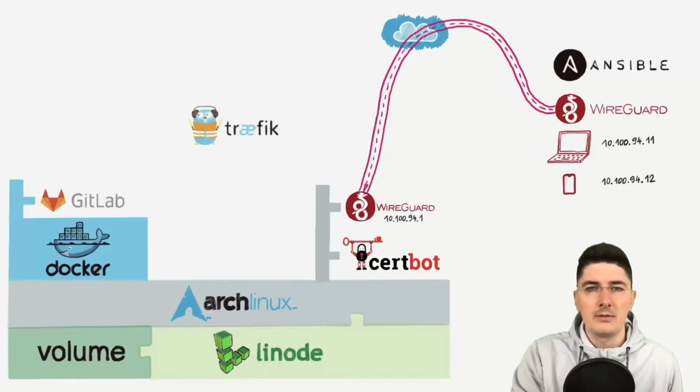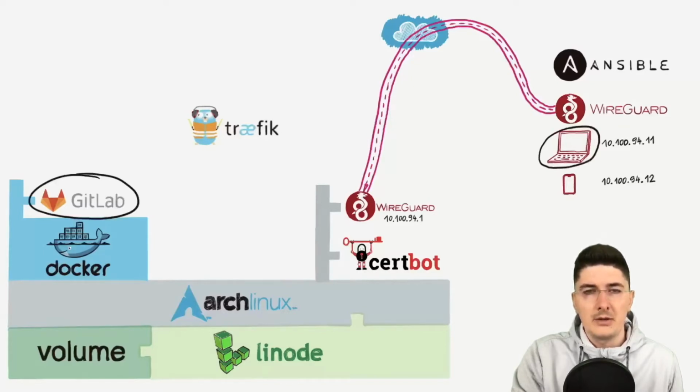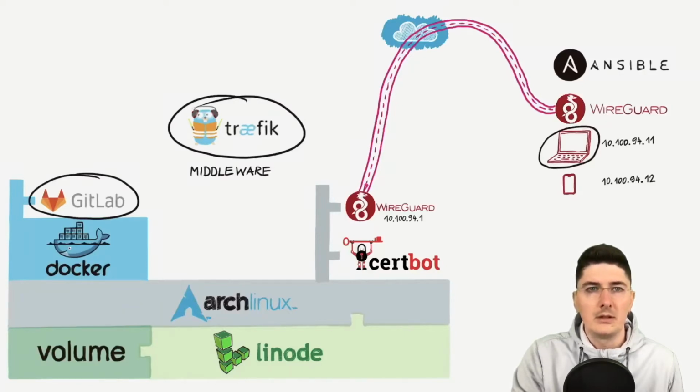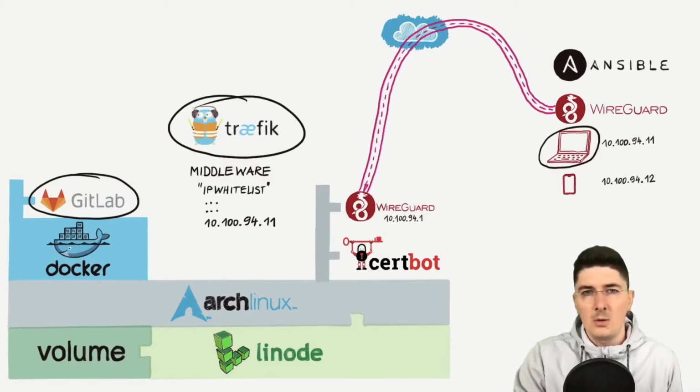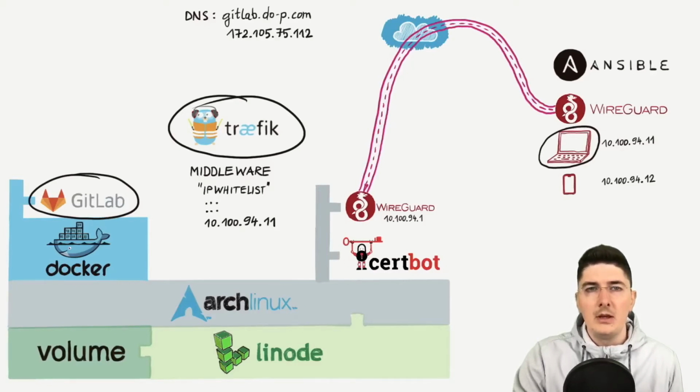For example, we'll have a client, my laptop, with WireGuard configured. We'll have GitLab running in a Docker container, and we'll have Traefik as the only entry point for all HTTP communications. Traefik will have a rule, a so-called middleware, that allows only certain IPs to access GitLab, one of which will be 94.11. Now, let's say that we've configured DNS for gitlab.do-p.com to point to the public IP of our VPS. In the WireGuard config here on the laptop, we'll say that for that IP, our laptop should use the WireGuard tunnel.